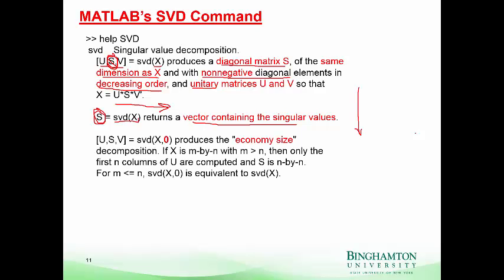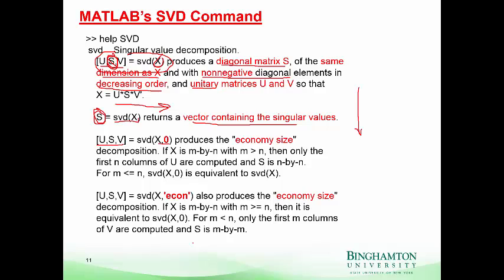And then there's this alternate version. We put in SVD of X. Just like this, our output structure is the same, but our input structure has a second argument, which is the number zero. And this produces an economy size version of this. It's kind of like using the sub-R matrices, although it's slightly different. And then there's another way to call that, or at least something similar, where instead of putting in the zero, we put in single quotes, the word econ, for economy.